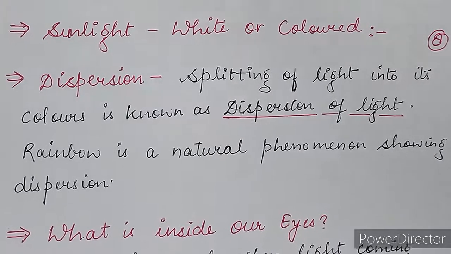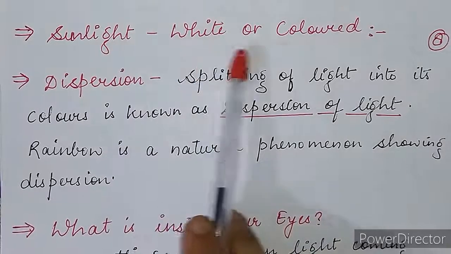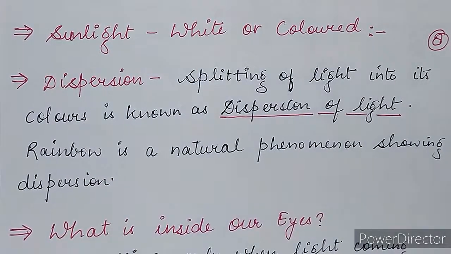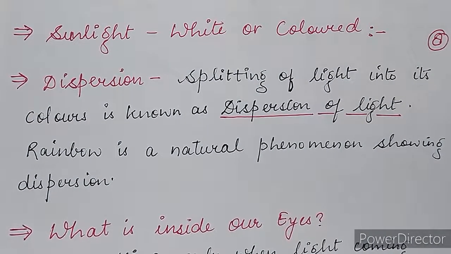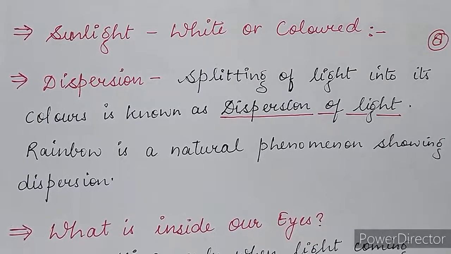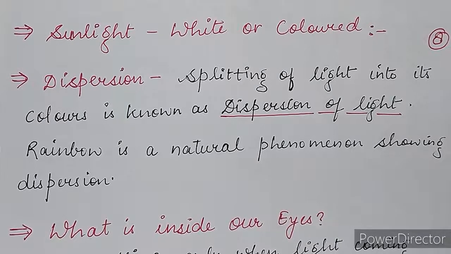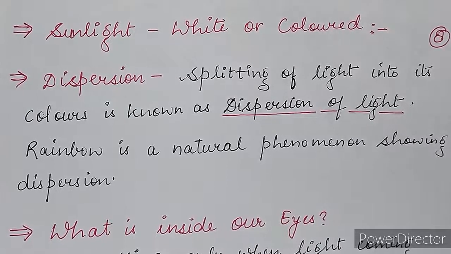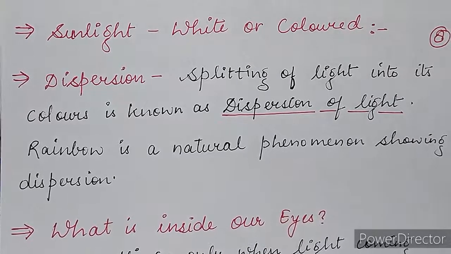So now our today's topic is sunlight, white or colored. Now what is the color of sunlight? Is it white or is it a colored one? To get the answer to this, we have to perform an activity, and through this activity you can easily understand. You can also perform that activity at your home. So let's start the activity.